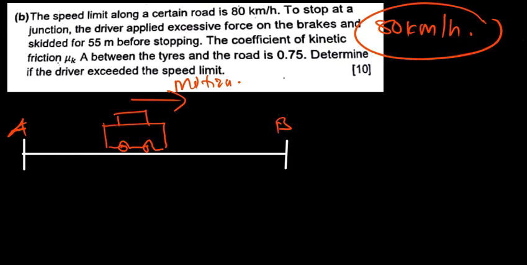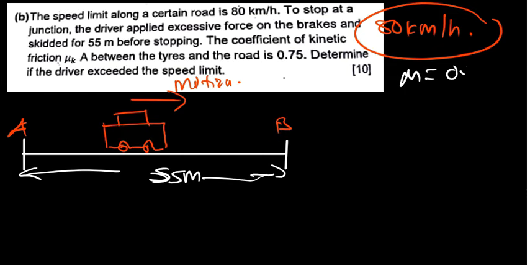So this person covered a distance of 55 meters, and the coefficient of friction between the tires and the road is 0.75. Now the question is, determine if the driver exceeded the speed limit. So we have to find the initial speed. We know that when he applied the brakes, then he skidded for about 55 meters.